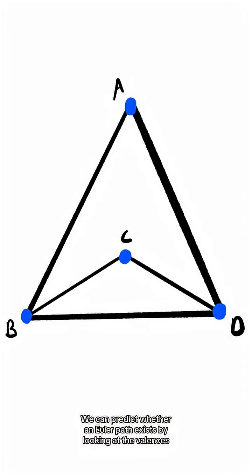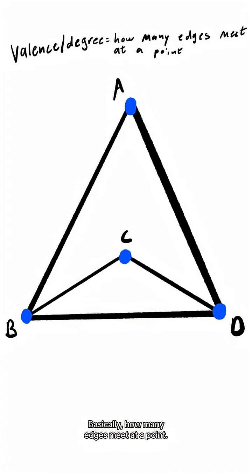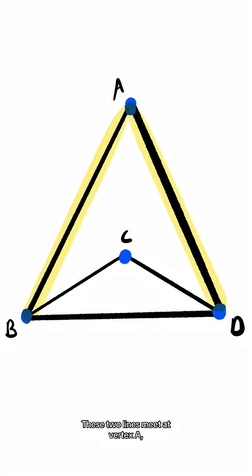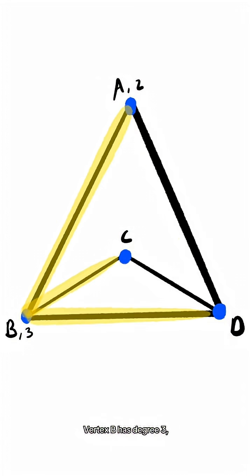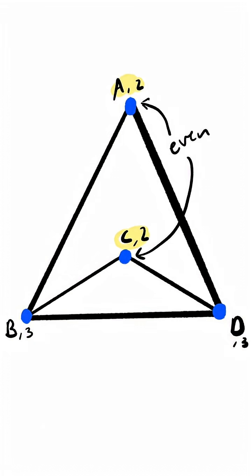Without brute forcing it, we can predict whether an Euler path exists by looking at the valences, or degrees, of the vertices, basically how many edges meet at a point. These 2 lines meet at vertex A, so it has degree 2. Vertex B has degree 3, and so on. If a vertex's degree is odd, we call it an odd vertex. If it's even, it's an even vertex.